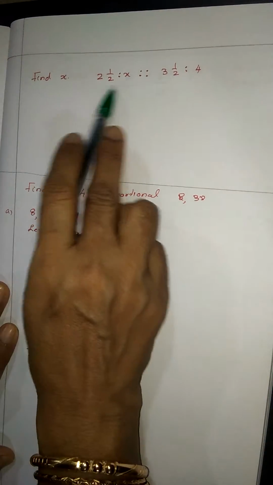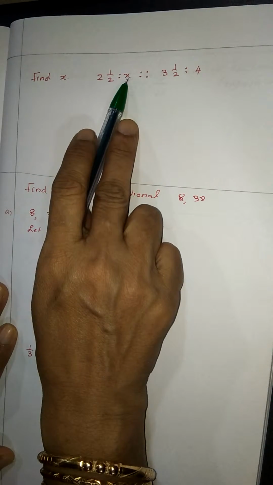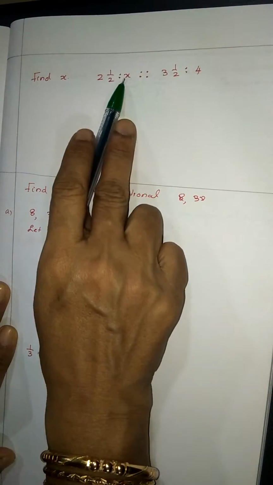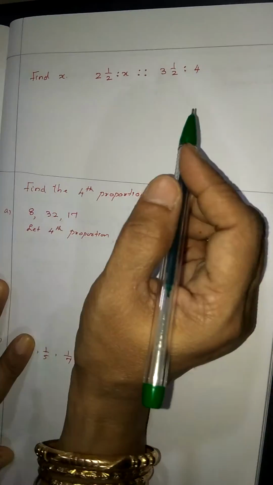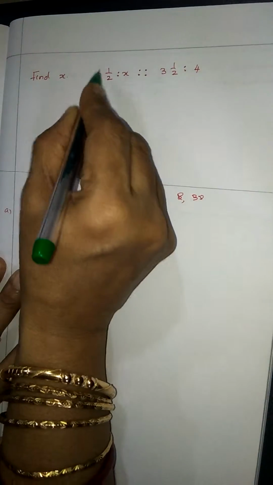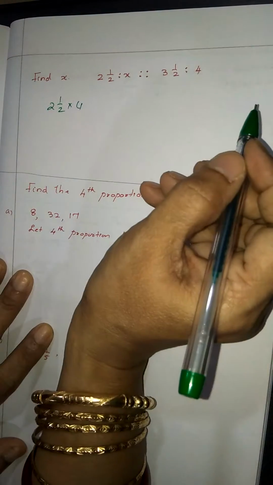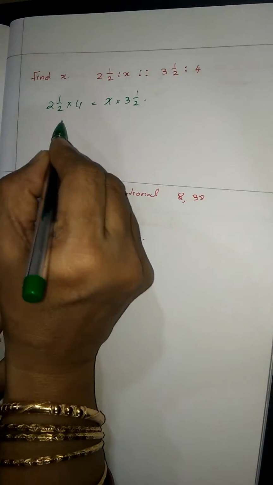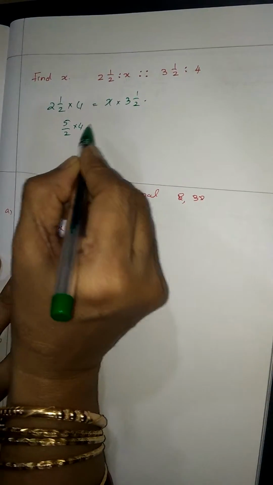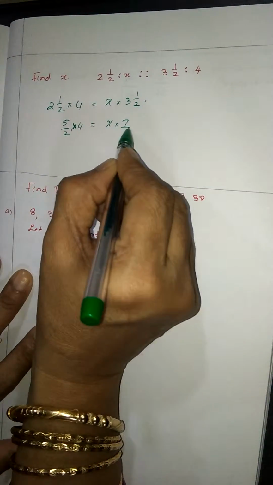Find x when this proportion is given. So we have to find x here. X is in the place of means. So we will again use product of means is equal to product of extremes. So 2.5 into 4 is equal to x into 3.5. So we will convert this to fractions. 5 by 2 into 4 is equal to x into 7 by 2.